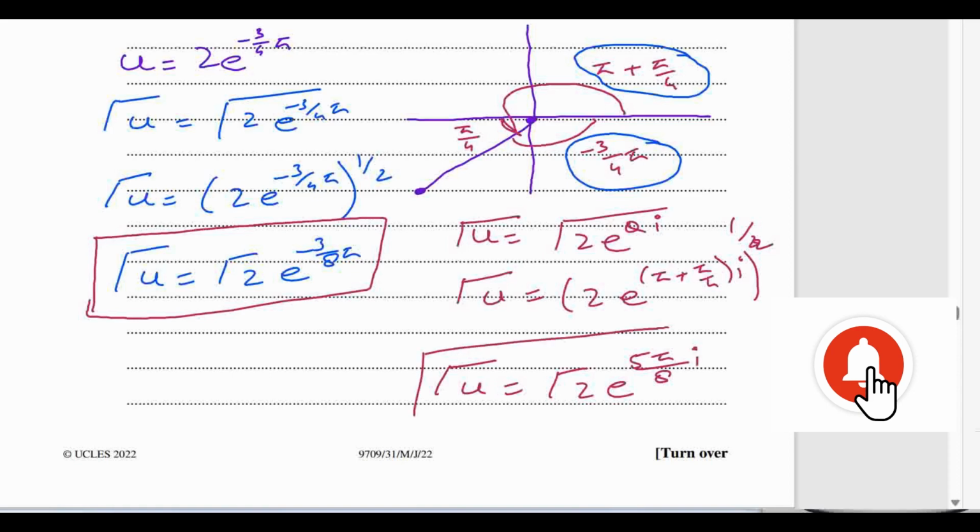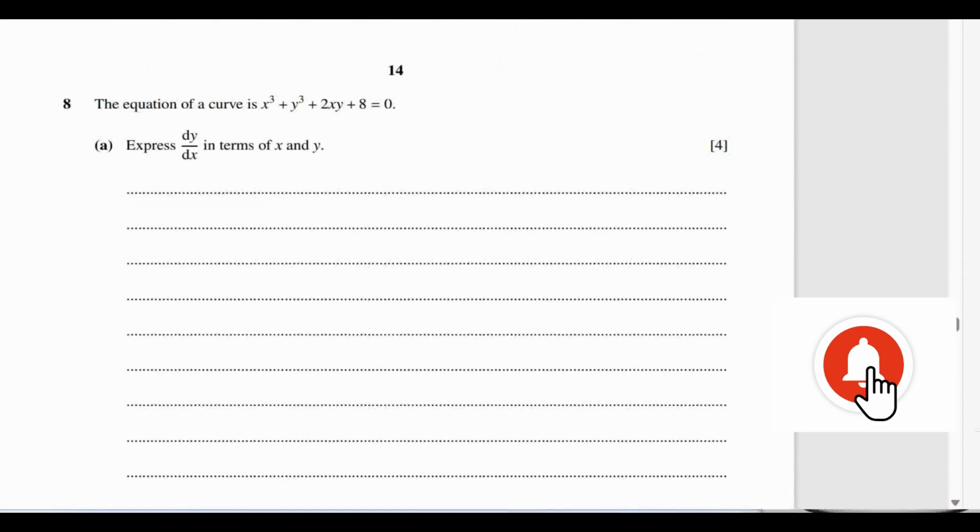So these two will be the final answer. This is the first answer using the angle minus 3 by 4 pi, and this is the second one using the angle pi plus pi by 4. I hope that the concept is clear. Let's move on to the next question, question number 8.